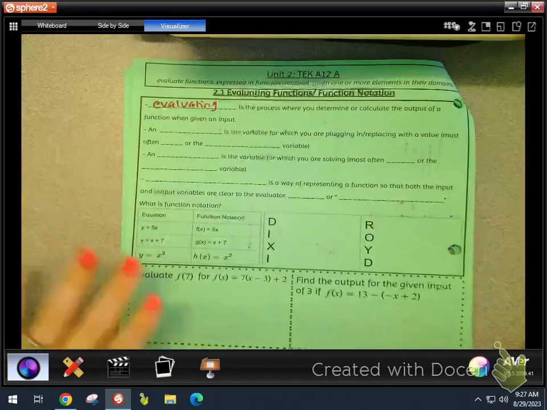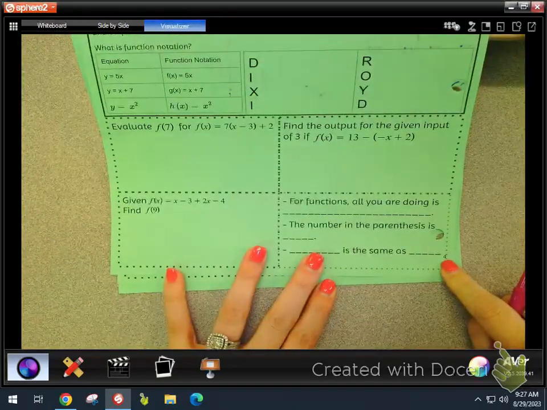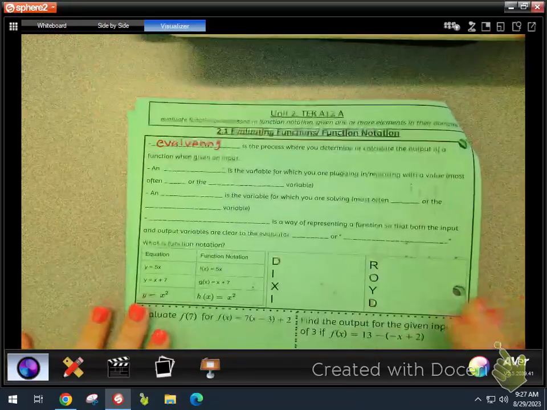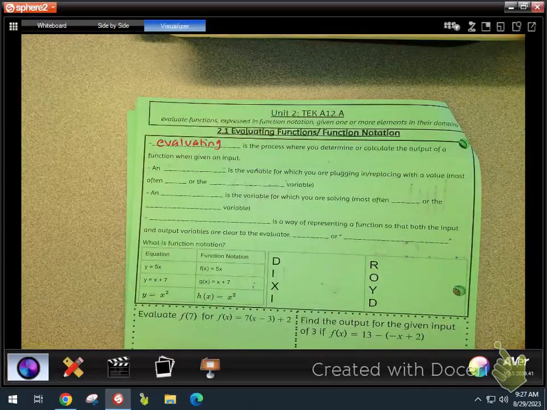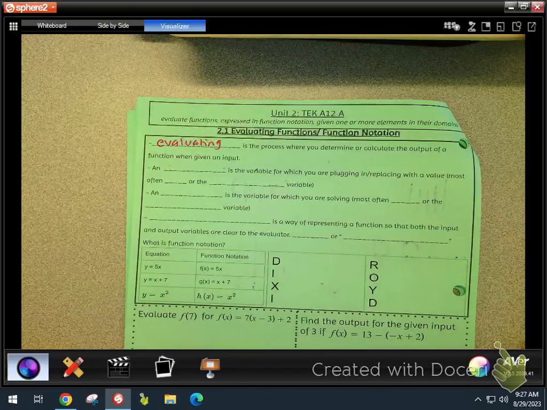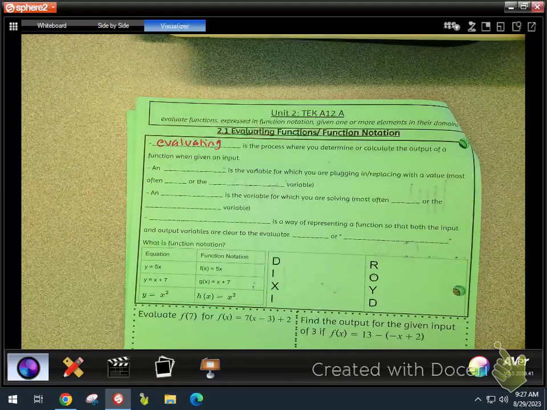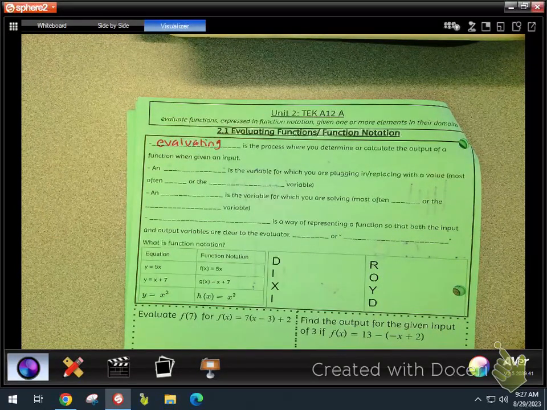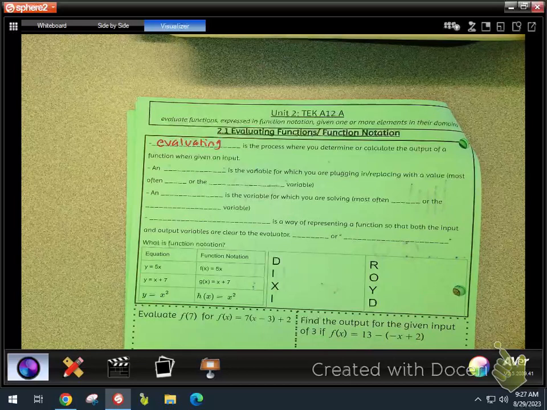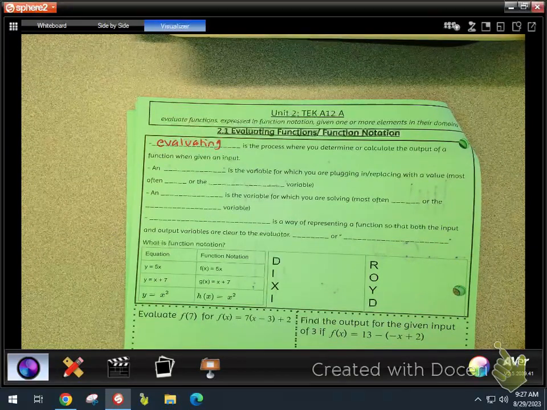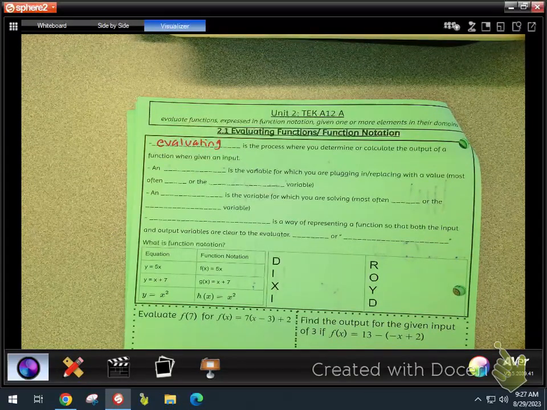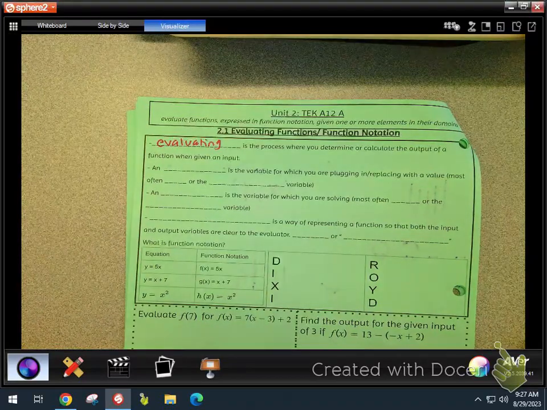We are on page 4. It says right here at the very bottom in the little dots, page 4. Evaluating is the process where you determine or calculate the output of a function when giving an input. Okay, so when I tell you to evaluate something, you're just calculating. You're telling me this equals whatever. Okay, it's not the same thing as solving. It's more just like plug it in and see what happens. I have to look at my cheat sheet. I'm not good at vocabulary.